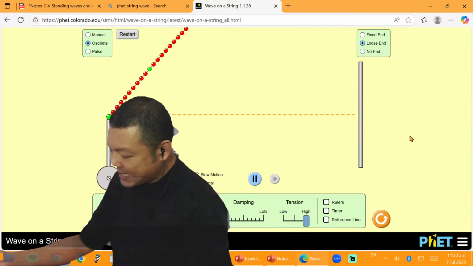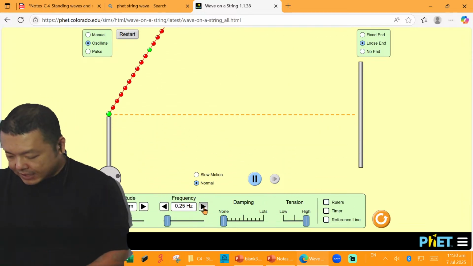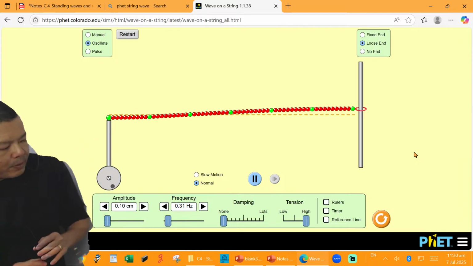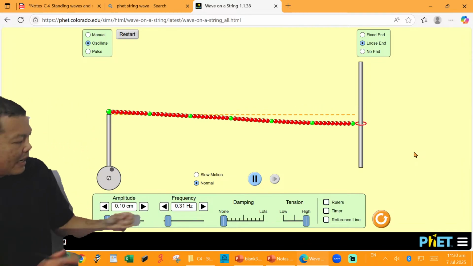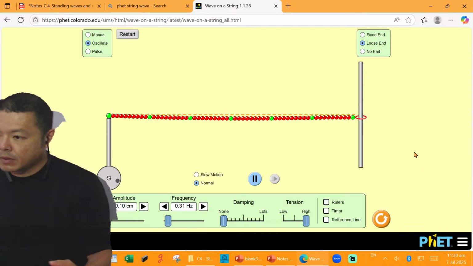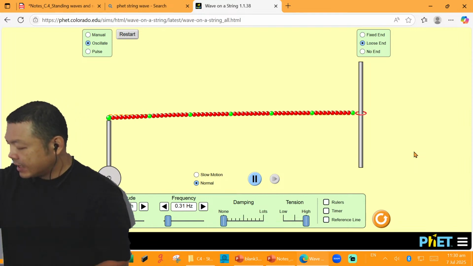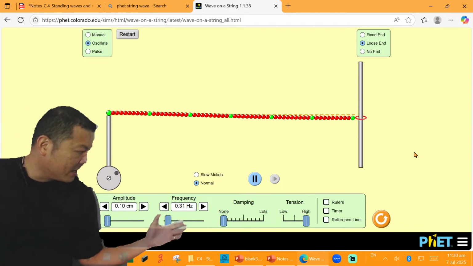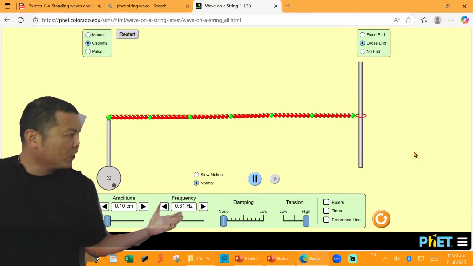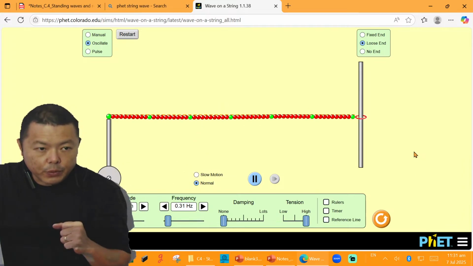So let's test this out by adjusting it to like 0.3 hertz, for example. Let's start again like this. I adjust it to the right and to the left a bit and see whether or not we can get a standing wave. If you let it run for a while, you realize that if you're not on 0.21 hertz, which gives you the standing wave, or multiples of 0.21, you will not get a standing wave. It won't form a standing wave for you.